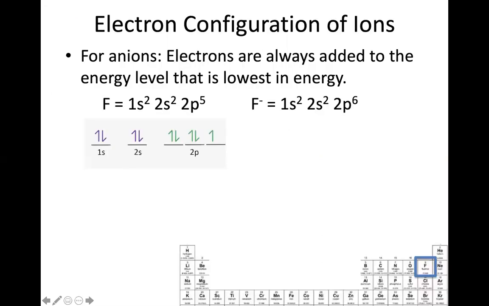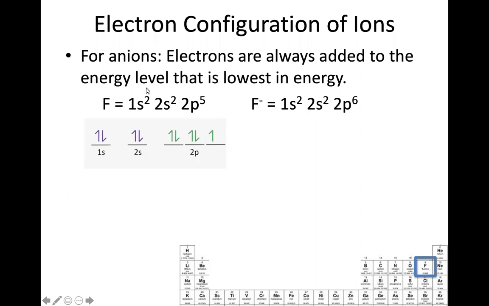Now, I've talked a little bit, and we'll practice that a little bit more in just a second. I've talked a little bit about what it means to make ions by adding or removing electrons. Let's see what's going on with that. So when we're making anions, we're always going to add electrons to whatever energy level is available that's lowest in energy.